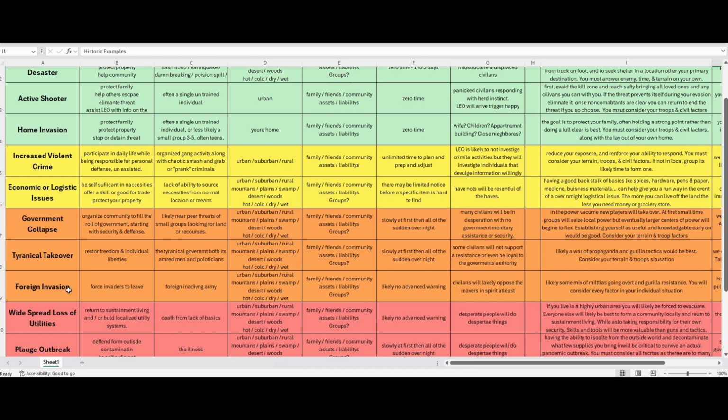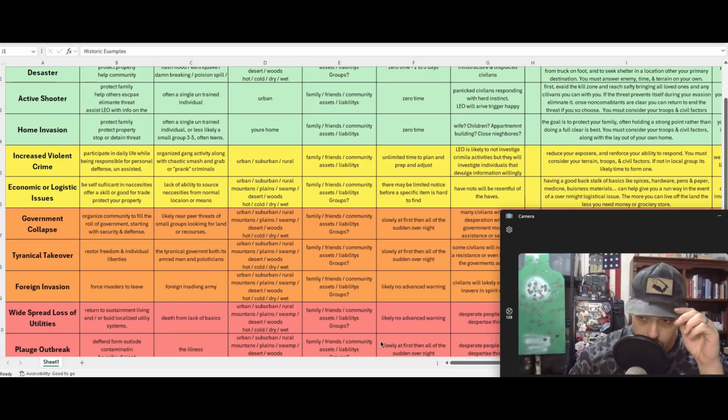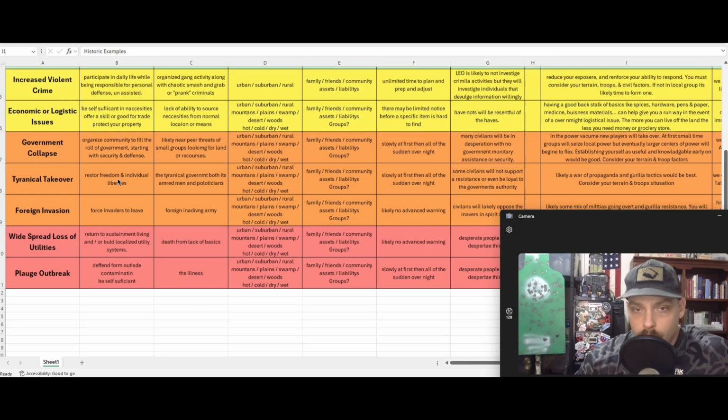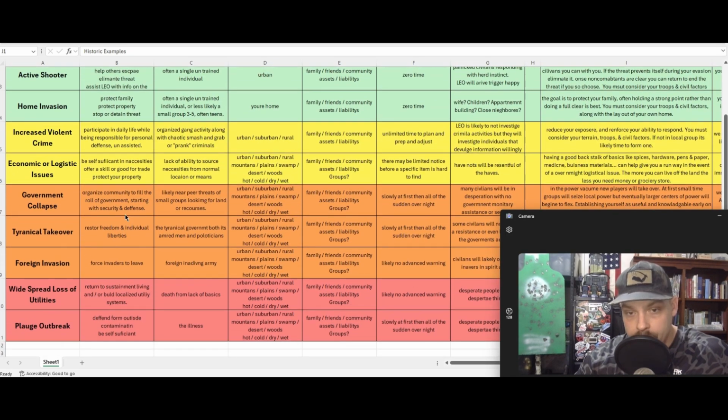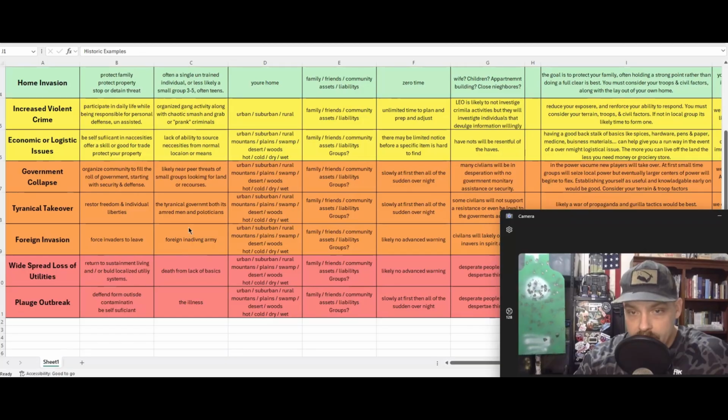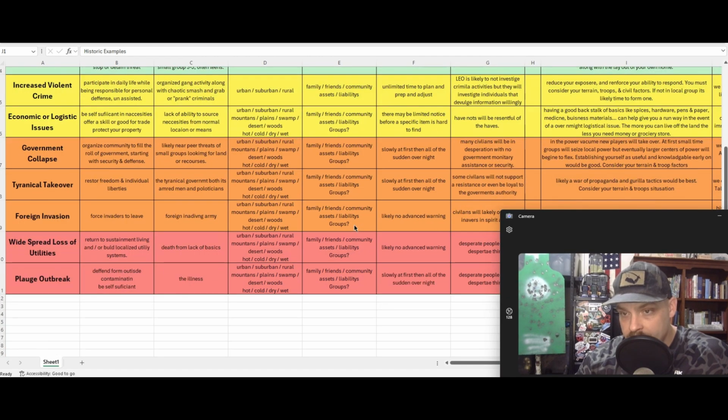Tyrannical takeover and foreign invasion. These are very similar. The moral of the story is there's a uniformed military and we don't like them. So, the goal is to restore freedom and individual liberties and or get the foreign invaders to leave. The enemy is the uniformed military doing non-freedom occupations. The terrain, I have no idea. You have to answer that question yourself. Your troops, again, you have to answer that yourself.